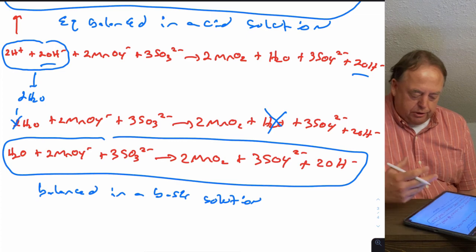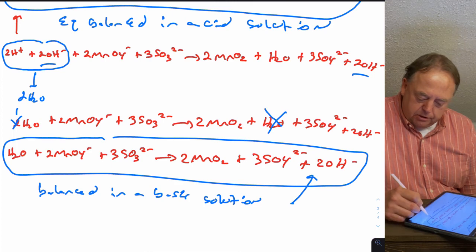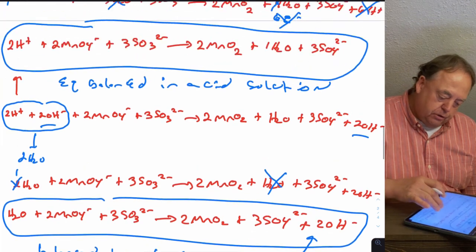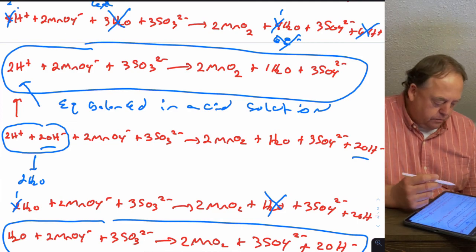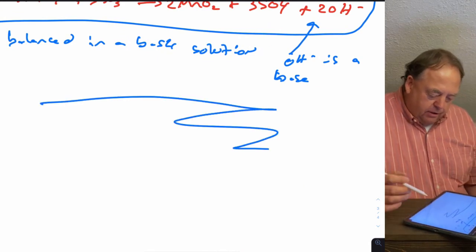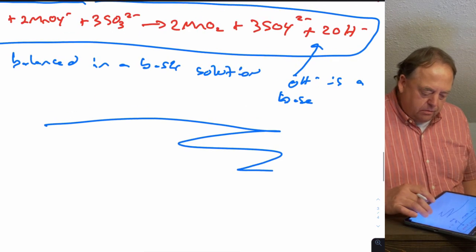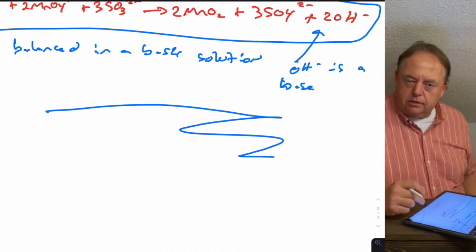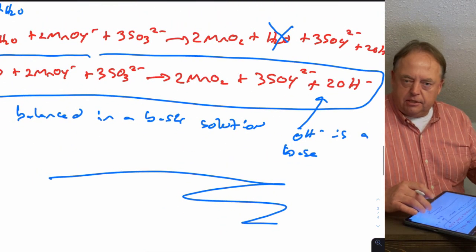Yeah, so if you went through the equation, you should have the same number of each element on both sides of the equation now. And it's balanced in base because hydroxide is a base. So this will be balanced in base solution. Whereas in the first previous one, H plus is an acid, so that would be balanced in an acid solution. Okay, so it's a lot of steps, but that's what you have to go through to balance a redox reaction, an oxidation and reduction reaction. Sometimes they're simple, and you don't have to mess with waters and H pluses and OH minuses. But if it asks you to balance in acid or balance in base, then those are the steps that you have to go through.